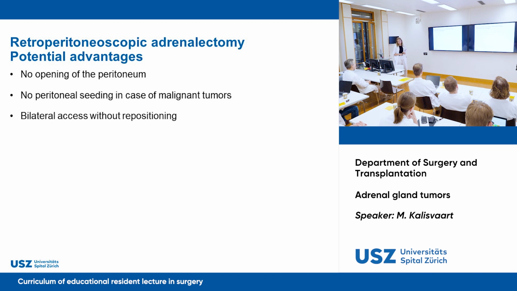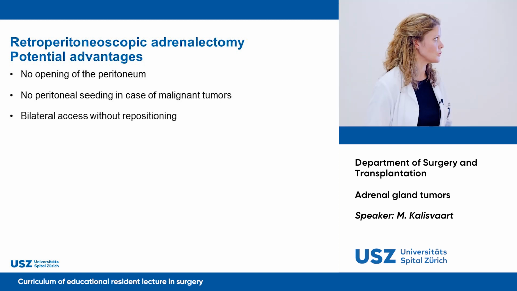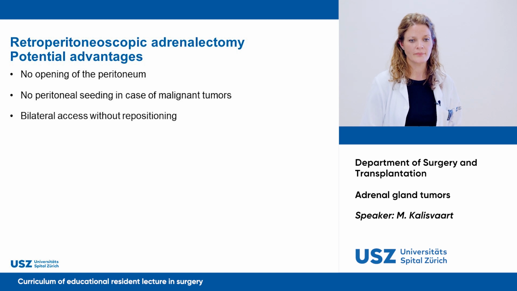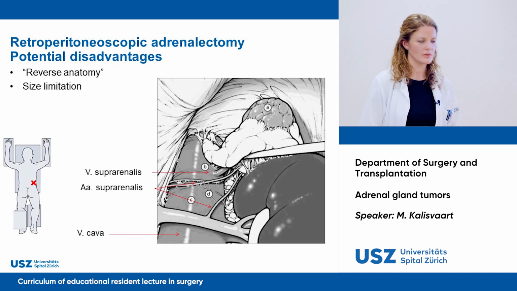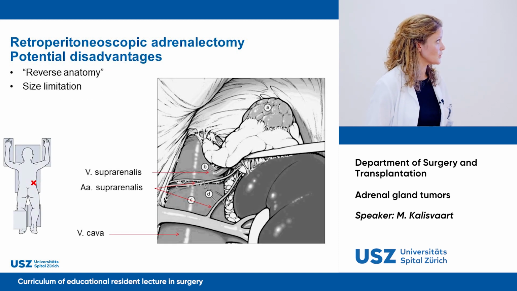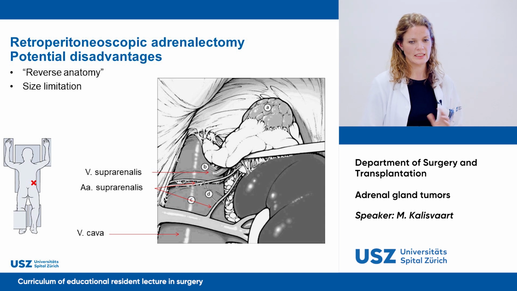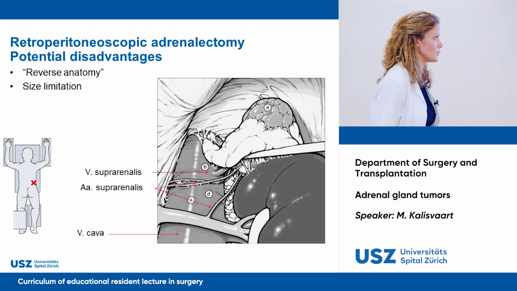Then to further discuss, the retroperitoneoscopic approach has potential advantages because there's no opening of the peritoneum, so there will be no peritoneal seeding in case there's a malignant tumor. And a bilateral access can be obtained without repositioning the patient. However, there are also potential disadvantages because there's a reverse anatomy, so you have to adapt to that, and there's also a size limitation. For large tumors it will not be that easy to resect them.